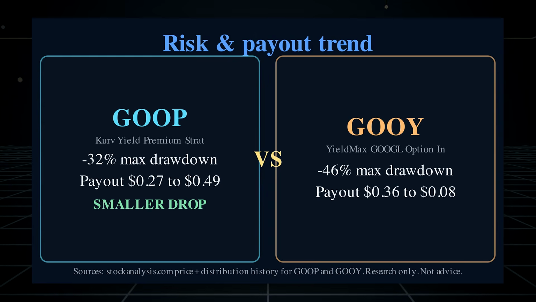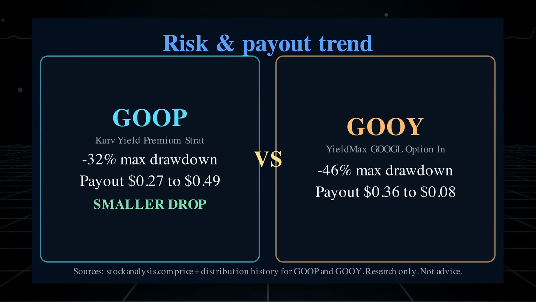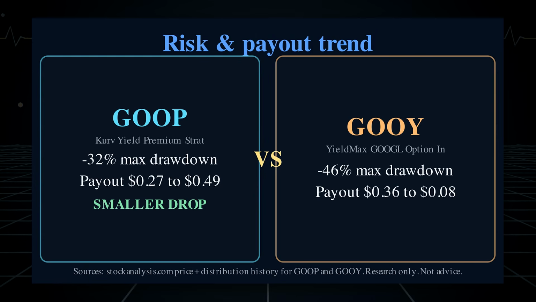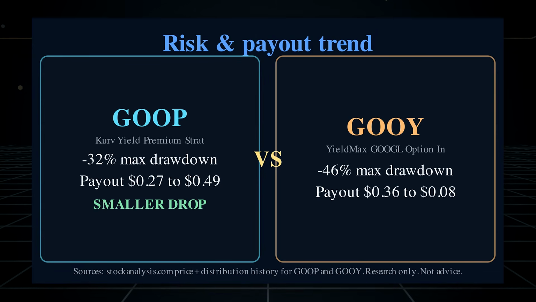The direct contrast is unusually clean. GOOP had the shallower maximum drawdown and a rising recent payout average. GOOY had the deeper maximum drawdown and a much lower recent payout average. One record shows improving cash output supported by a healthier capital path.